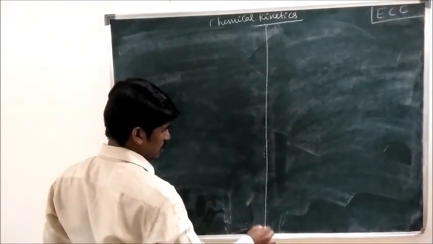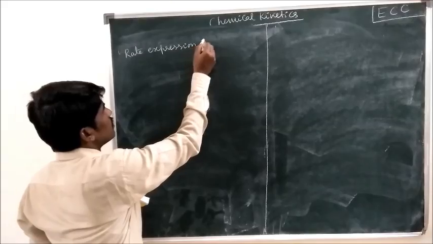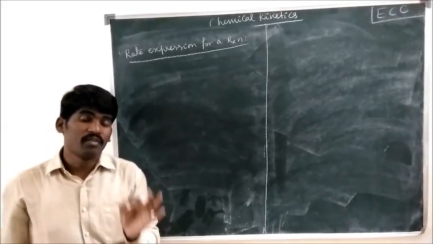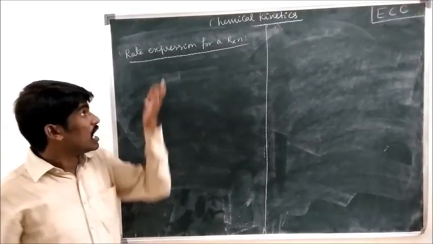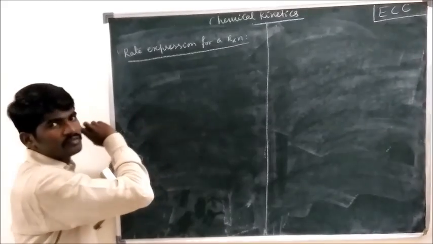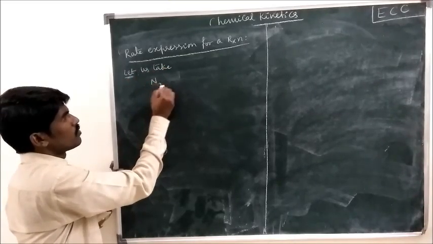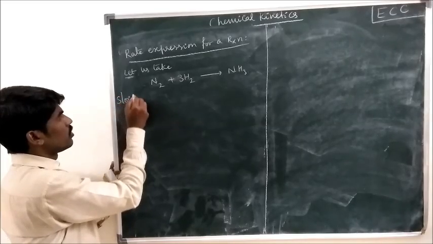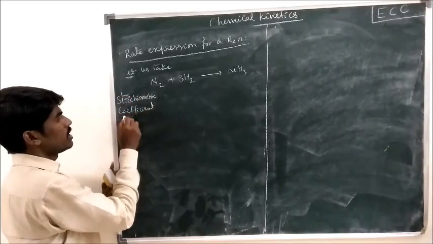Now we will be discussing the rate expression for a reaction. For a reaction, how will you express the rate? So far, I have shown how to express the rate with respect to a reactant as well as with respect to a product. Now, how will you write the rate expression for a whole reaction? That I am discussing now. Let us consider one example here: N2 plus 3H2 giving rise to NH3. Now I am taking the stoichiometric coefficient, which I am writing as SC.